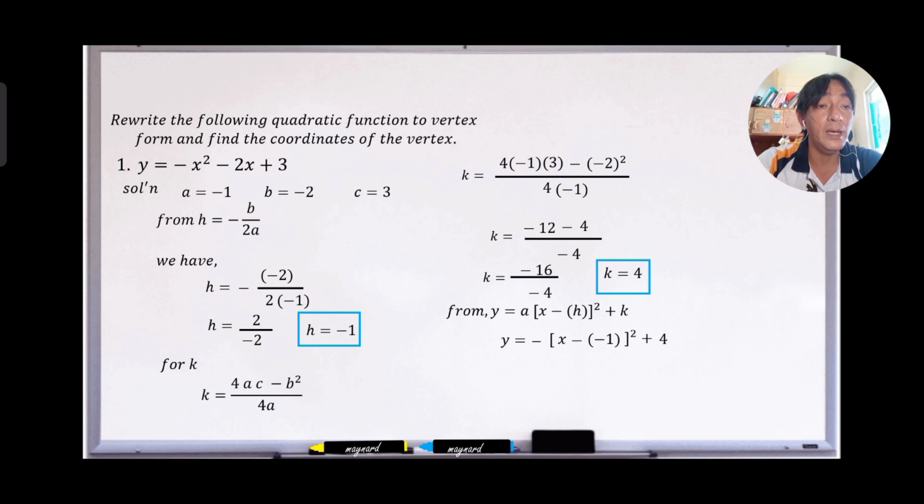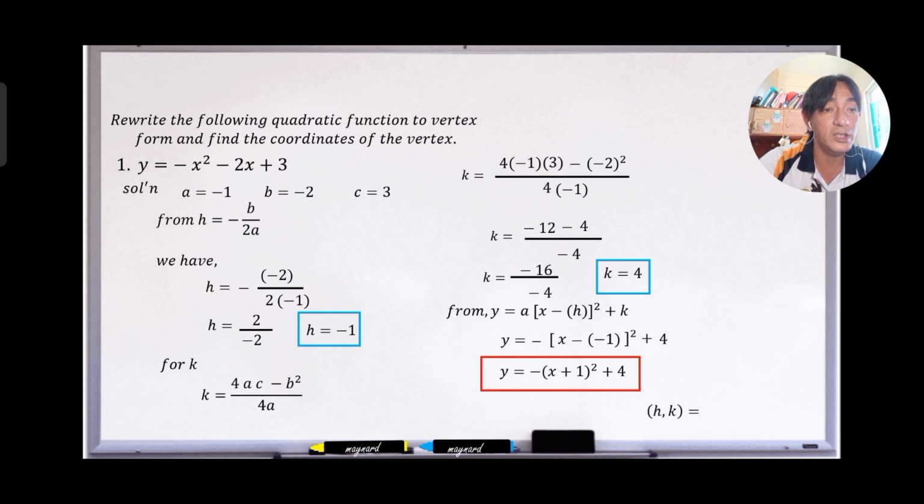Okay, so simplify natin yung nasa loob ng bracket. So, y now is equal to negative times the quantity of x plus 1, quantity squared plus 4. Yan na ngayon yung ating vertex form. Okay, so yung coordinates naman ng vertex, which is hk, ayan na, nakabox na kulay blue. So, negative 1, 4. Yan ang ating coordinates ng vertex.